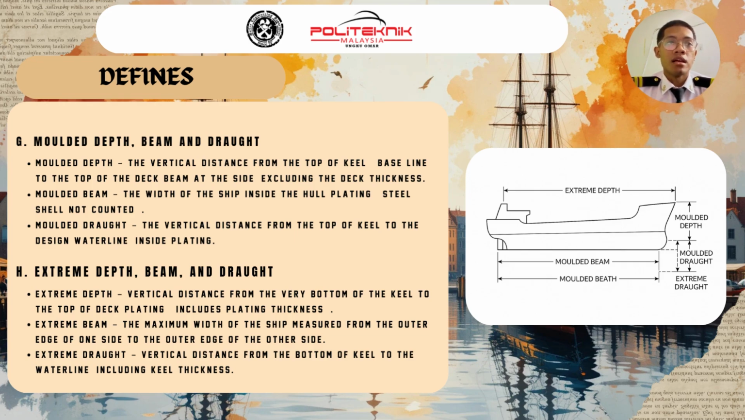Okay, the last one, extreme depth, beam and draft. Extreme depth: vertical distance from the very bottom of the keel to the top of the deck plating, including plating thickness. Extreme beam: the maximum width of the ship measured from the outer edge of one side to the outer edge of the other side. Extreme draft: vertical distance from the bottom of the keel to the waterline, including keel thickness.